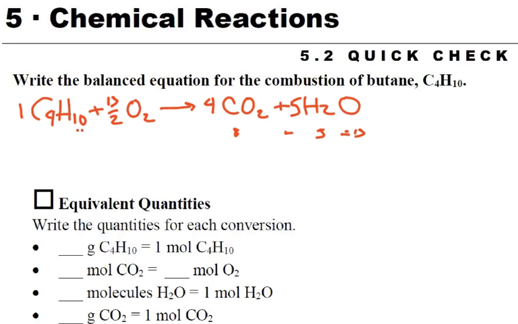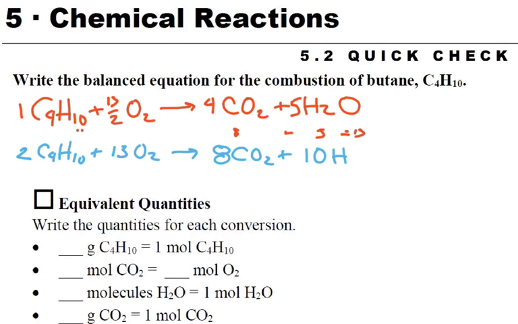Now, this is a case where I would really rather have this in whole numbers, because when I do my conversion factor, it's going to be a lot better that way. So I'm going to double everything, and I'm going to say 2 C4H10s plus 13 O2s turns into 8 CO2s and 10 H2Os. And I'm going to be using those numbers as I do the problems.